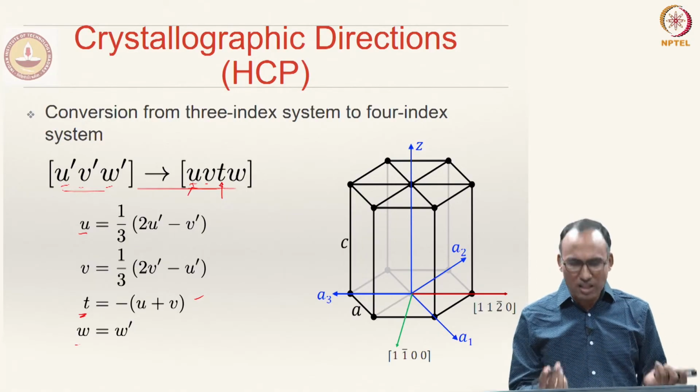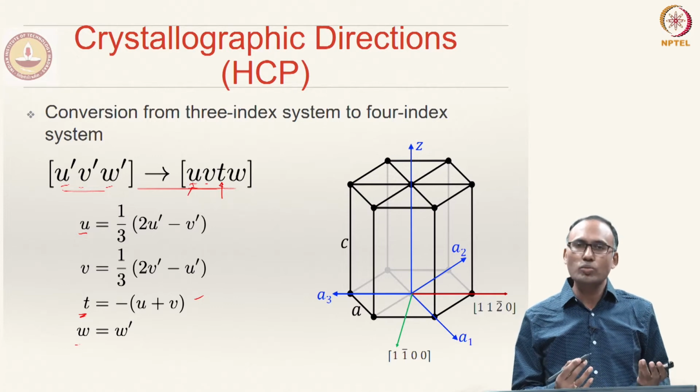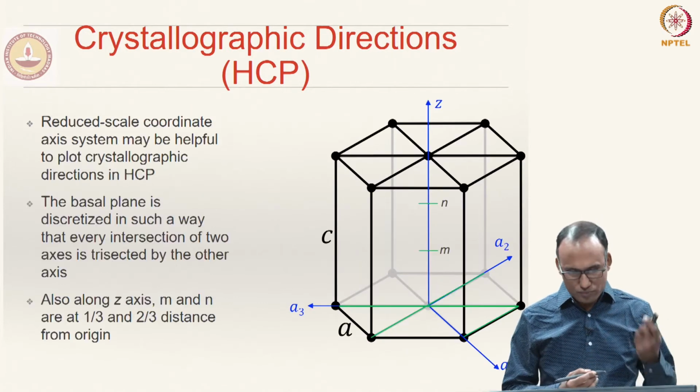Once you do that, all the equivalent directions are expected to have the same set of indices. We will see that.